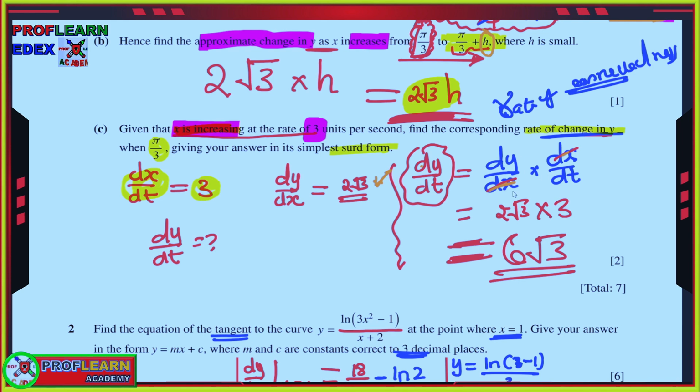So we know dy/dx is this value, and we were told the rate of increase of x is 3. So dx/dt is 3. Then you see you are going to get your answer there, and the answer is 6√3 in that case.